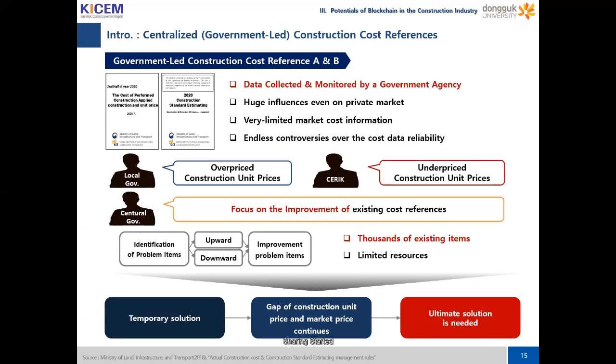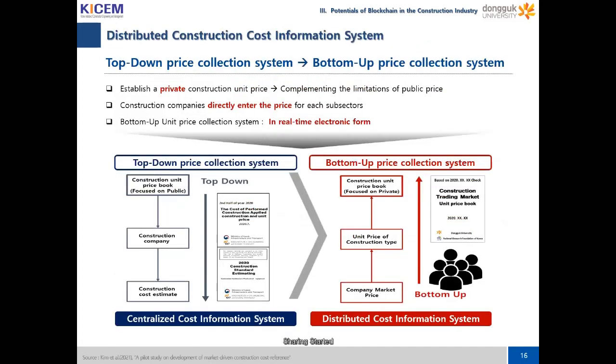So what the central government is trying to do is focus on improving this cost information item by item. They identify the problematic items every year and try to upgrade that information. But there are thousands of existing items, and it's almost impossible to improve them because they only have limited resources and people to solve the problems. So I thought we need some kind of ultimate solution to improve the reliability of construction cost data here in Korea.